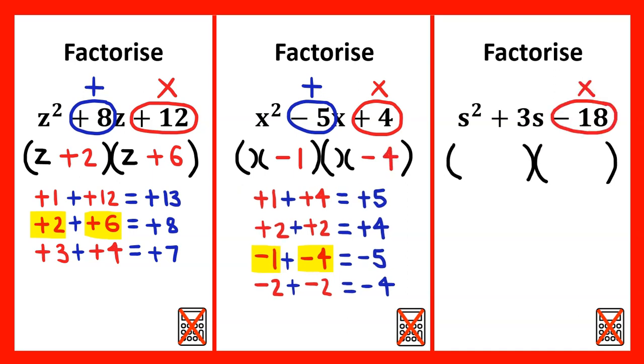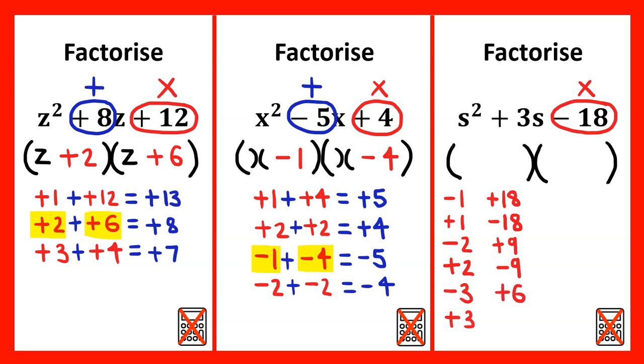For the last question, I'm looking for numbers that multiply to give me negative 18. To end up with a negative, one of your factors must be negative and the other must be positive. This increases the amount of combinations we could have, as not only could I have negative 1 and plus 18, but I could also have positive 1 and negative 18 also, negative 2, positive 9, positive 2, negative 9, negative 3, positive 6, positive 3, and negative 6.